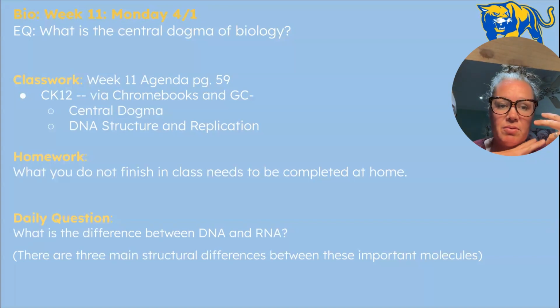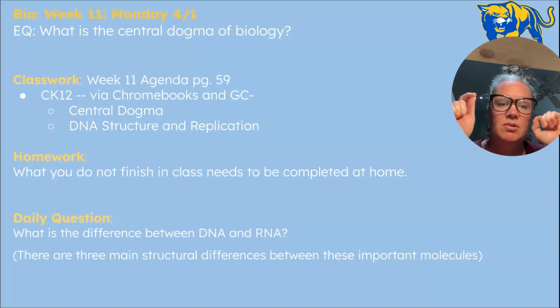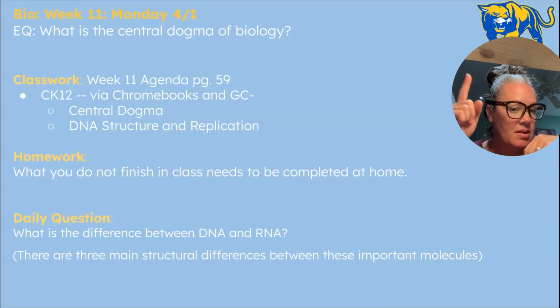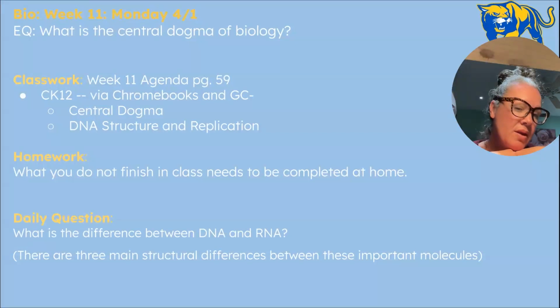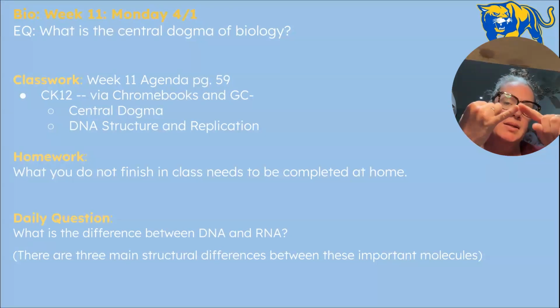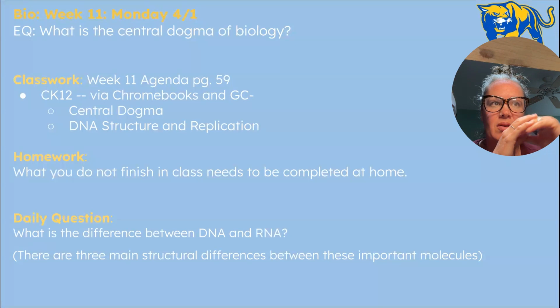A couple of things we need to remember is that the sugar is different. Deoxyribose versus ribose sugar, so there's a structural difference there. DNA is two-stranded. RNA is a single strand. And then there is the inclusion of bases. The nitrogenous bases included in DNA are adenine, thymine, guanine, and cytosine. So the GCAT, I think I've put that up on the board.